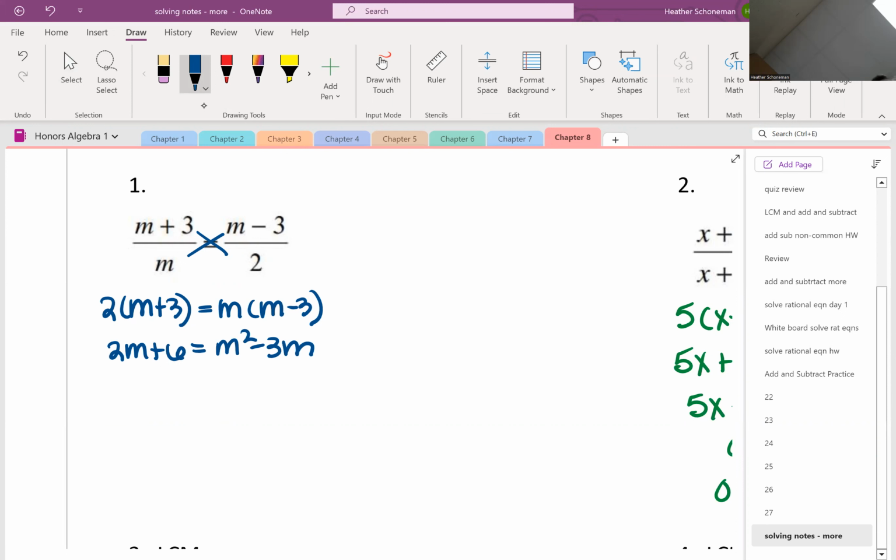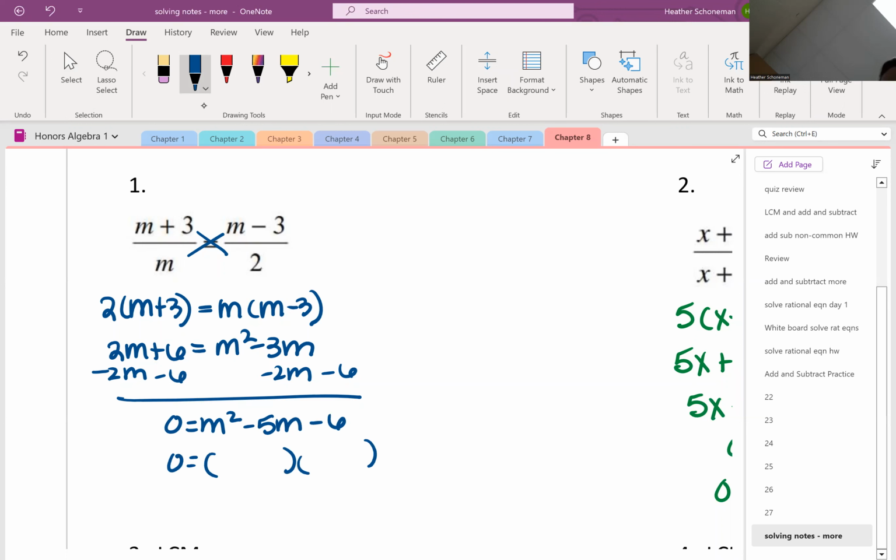Well, I don't have any like terms on either side that I can add together, but I see that it is m squared, meaning that it is quadratic. So to solve it, I'm going to have to set it equal to 0, and I want to keep my m squared positive. I always want to keep that squared term positive. So I have 0 equals m squared minus 5m minus 6.